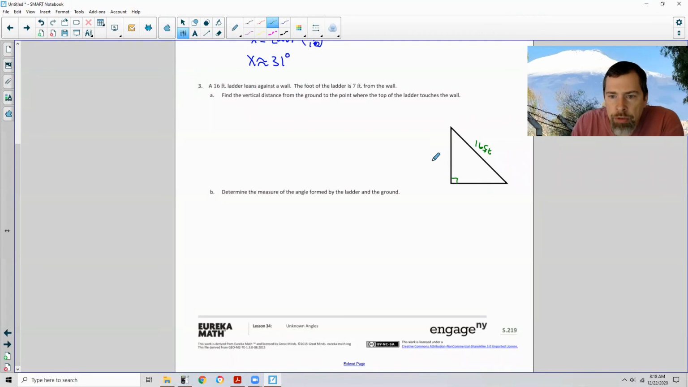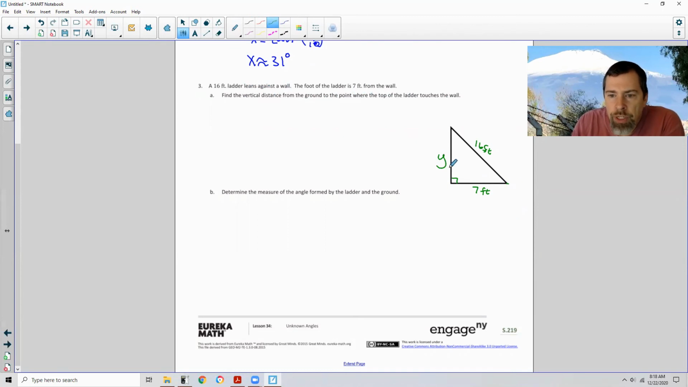So the wall is right here. This is the floor. And the foot of the ladder is right here. And it is 7 feet from the wall. Okay, so there's our diagram. Find the vertical distance from the ground to the point where the top of the ladder touches the wall. So we want to know, I'll call it y since it's vertical.